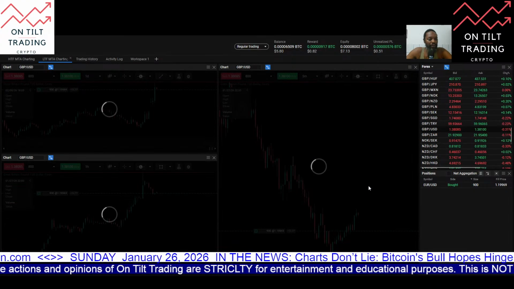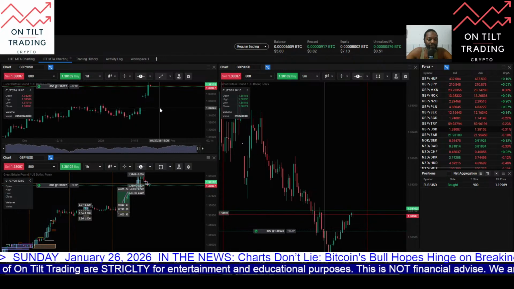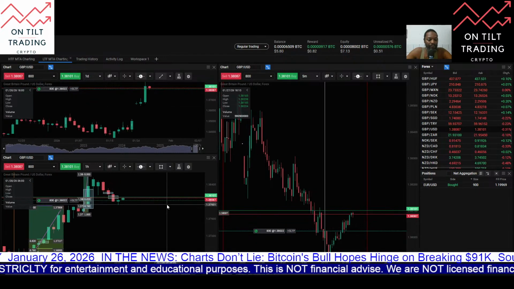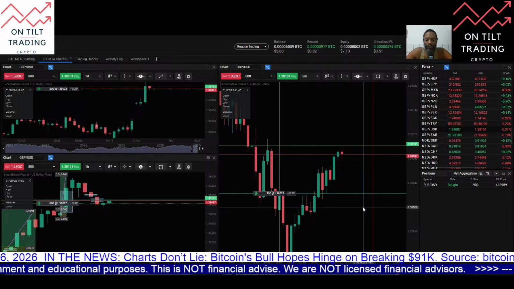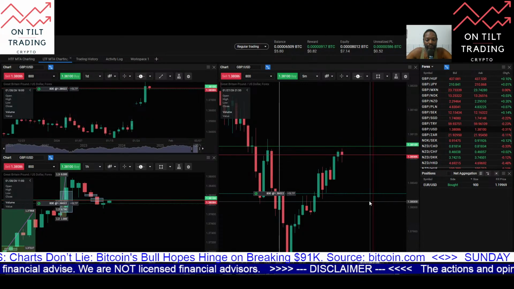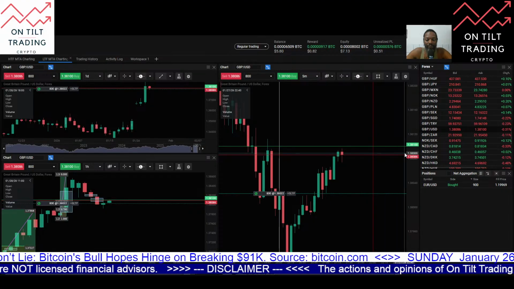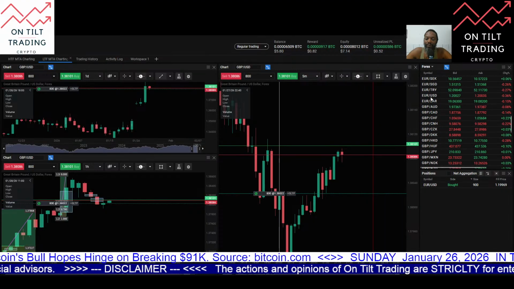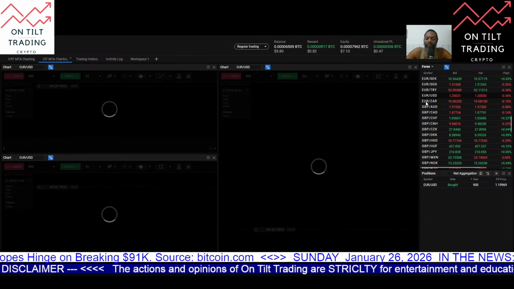Have a look at pound dollar. Same, more or less.